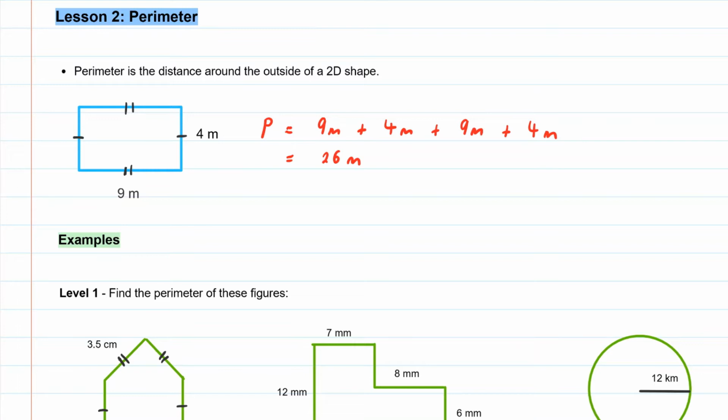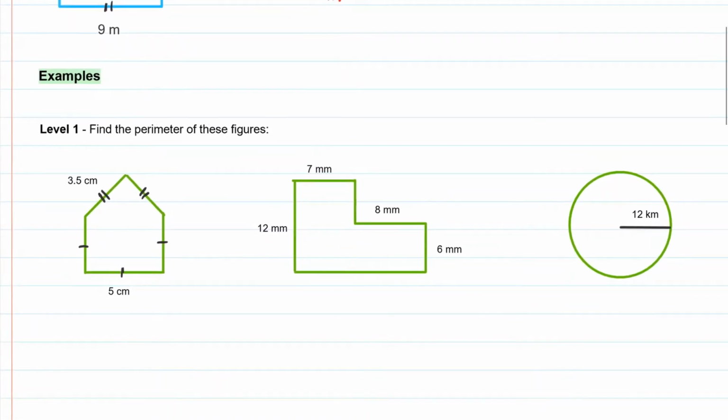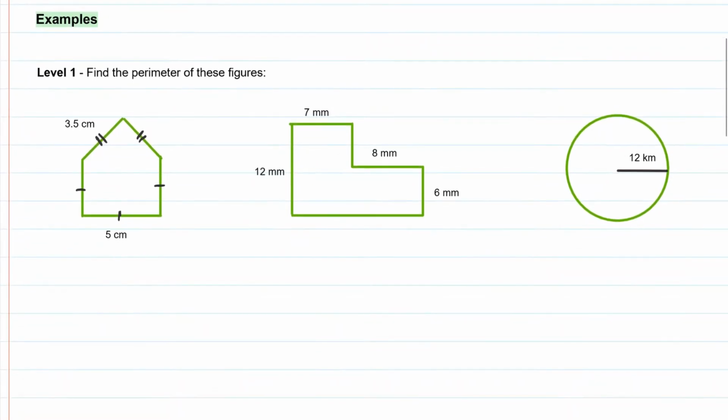So let's start off with some more straightforward examples. We're going to find the perimeter of these three figures. The first one has everything you need. We have the 5 centimeters here, and although my drawing is a bit dodgy, these markings mean that these lengths are also 5 centimeters. And we have 3.5 centimeters up here, and again the same markings mean the same length. So this up here is going to be 3.5, and these two on the side are going to be 5s.